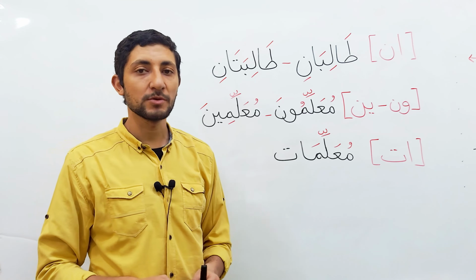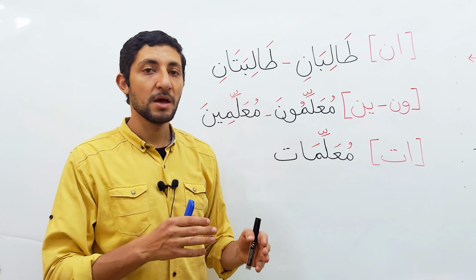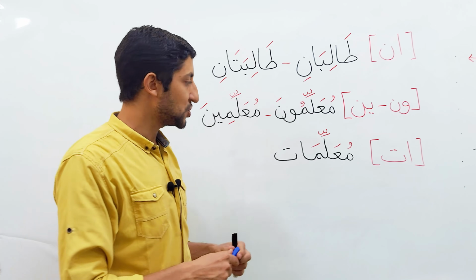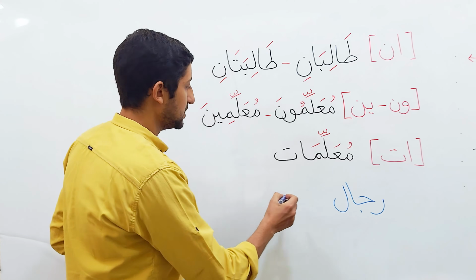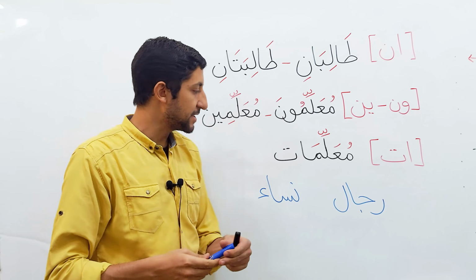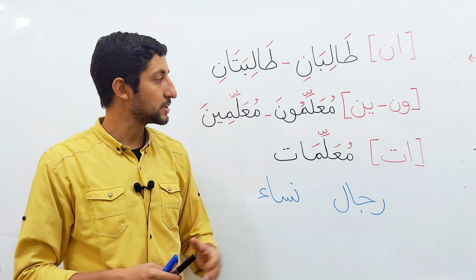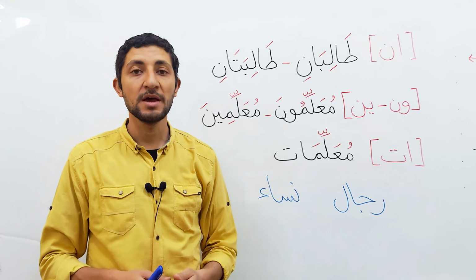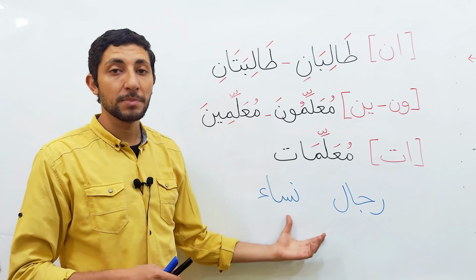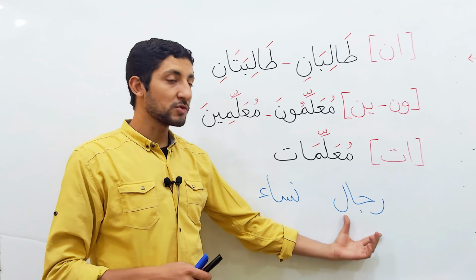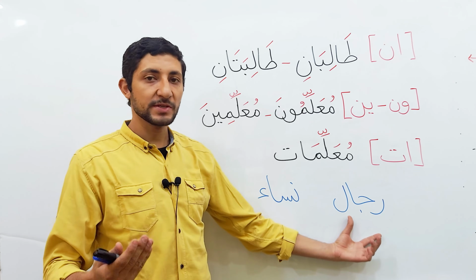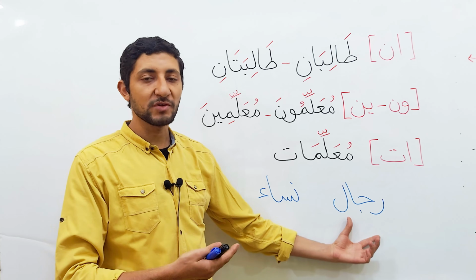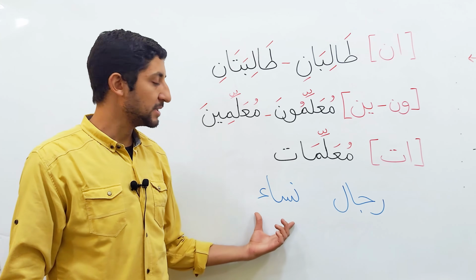Some broken plurals are feminine and others are masculine, like رجال and نساء. Obviously, these two plurals are not one of these two intact because they don't have the suffix, so they are broken plurals. But this one, رجال, is obviously masculine because it refers to men, and نساء, women, it's obviously feminine.